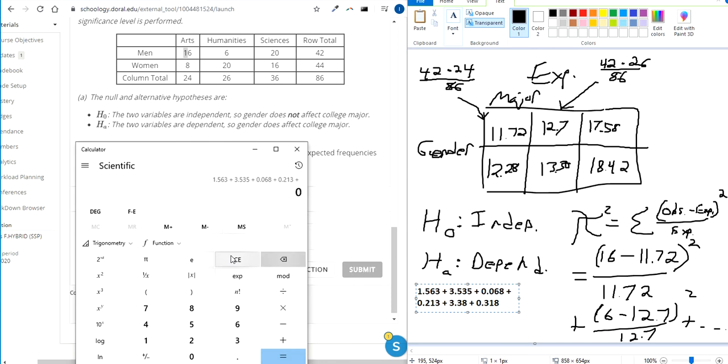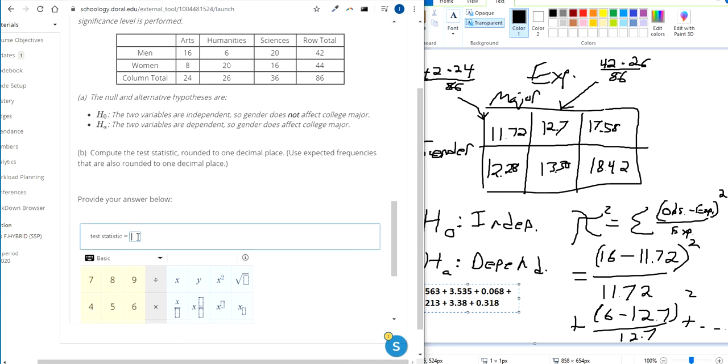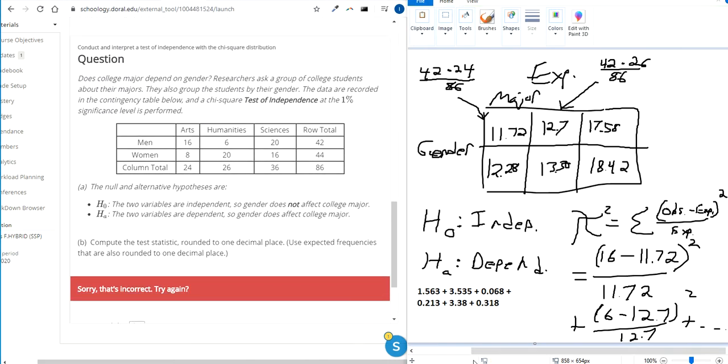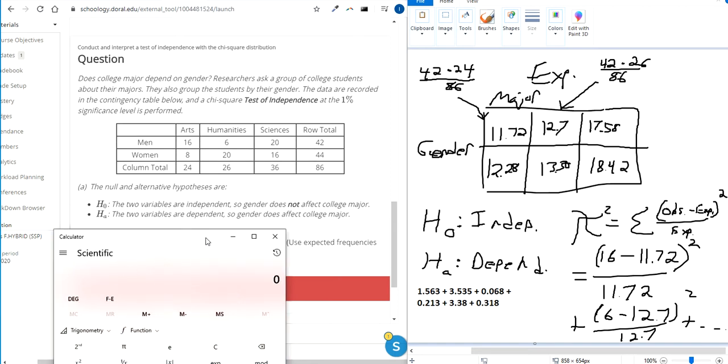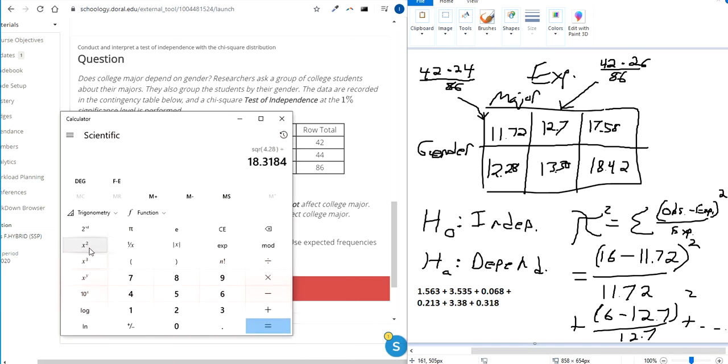Got 9.077, so 9.07, we're going to round to 9.1. Cross our fingers. Oh no, what did I get wrong? Gotta check each. I mean, maybe by looking at it we'll be able to tell. I think men in the arts, I might have got that very first. No, I don't know. 16 minus 11.72. Square the difference. No, that's right. Divide by 11.72. That first one's right.